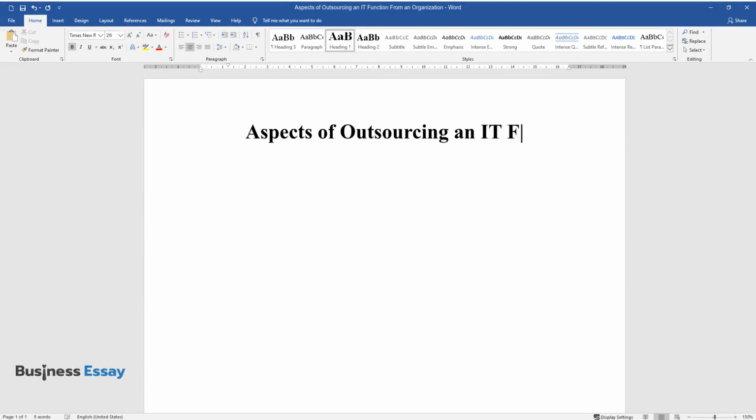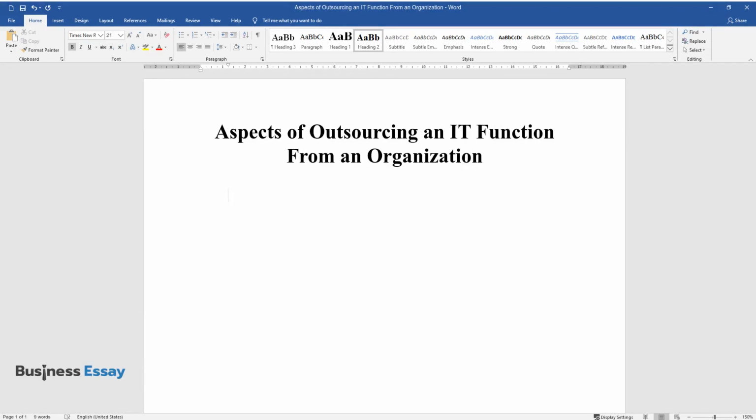Aspects of outsourcing an IT function from an organization. Introduction.